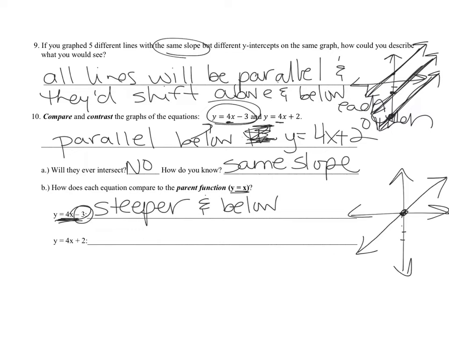The next one, y equals 4x plus 2. Well, again, we have a slope of 4, which is the same as the other one, so it's still going to be steeper. But here the y-intercept is positive 2. So think about the y-intercept being up here at positive 2. It's going to be above the parent function.